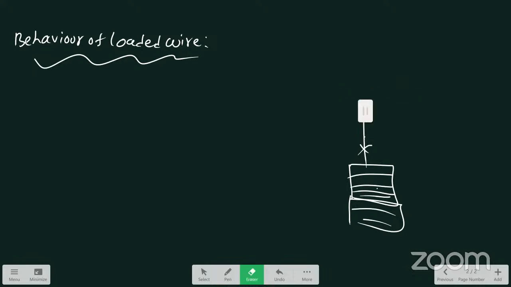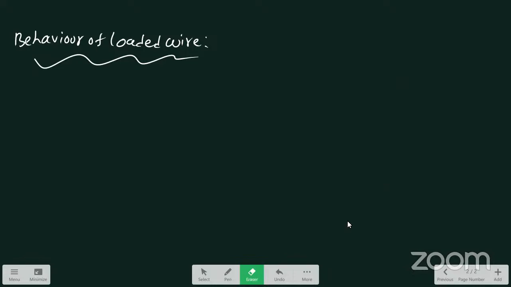Most important question from this chapter, mechanical properties of solids. Total 6 sidings with one graph. You write 6 sidings. For each and every 2 sidings, 1 mark. Behavior of loaded wire. What is the behavior of loaded wire graph?